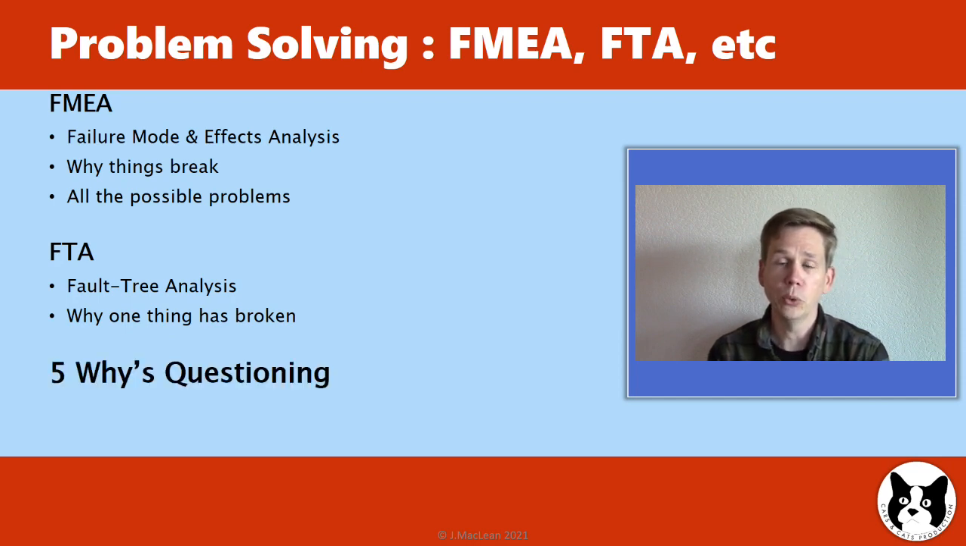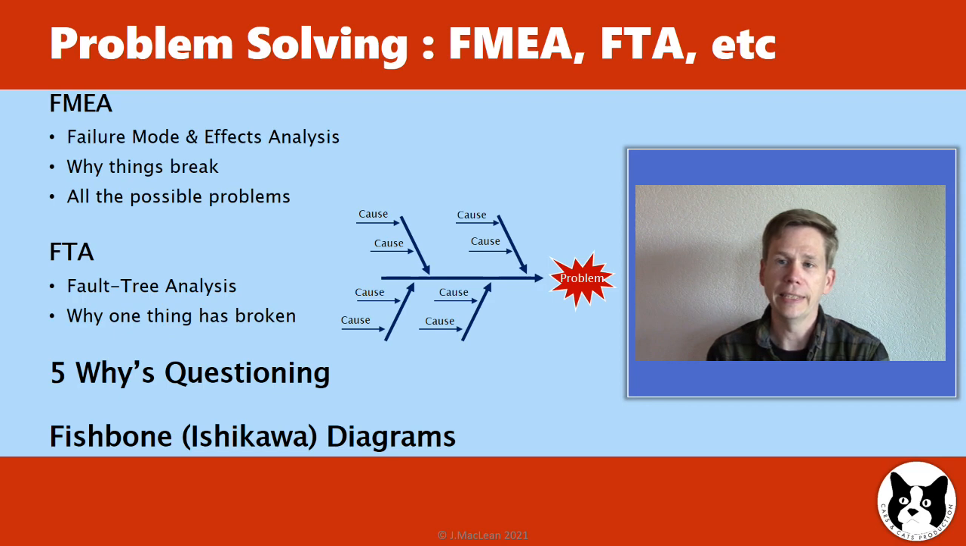There's another tool, which is the 5 whys questioning, which simply means just keep asking why 5 times. So why did you get up in the morning? Because my alarm went off. Why did the alarm go off? Because I set the alarm at that time. And you keep going until you get to the bottom of the question, the real reason. And there's another tool which is similar to FMEA, and which is fishbone or Ishikawa diagrams. And they again look at all the possible causes and how they get to a problem.